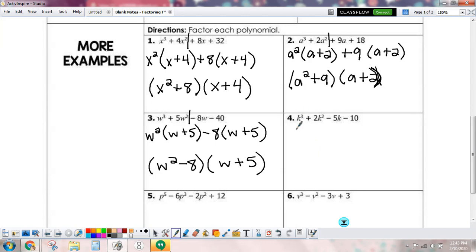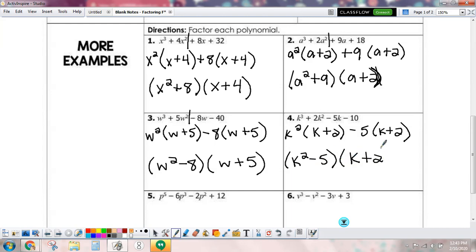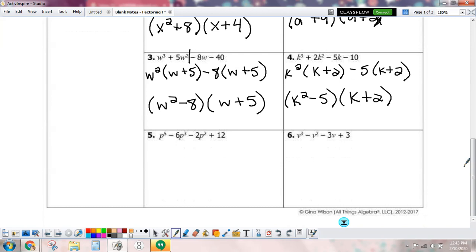For number 4, you should have had k squared, k plus 2, and then minus 5, k plus 2. All right, and then the stuff on the outside goes in its own parentheses. Stuff on the inside goes in its own parentheses. Distribute, and you've got the right answer.